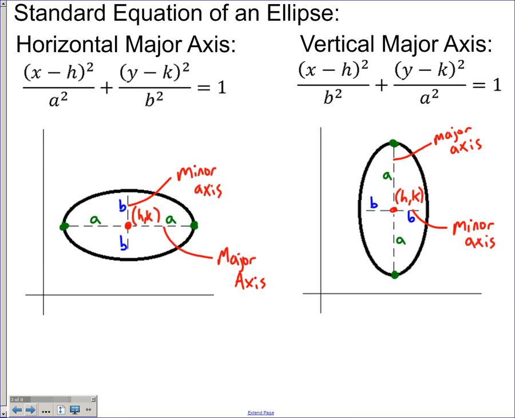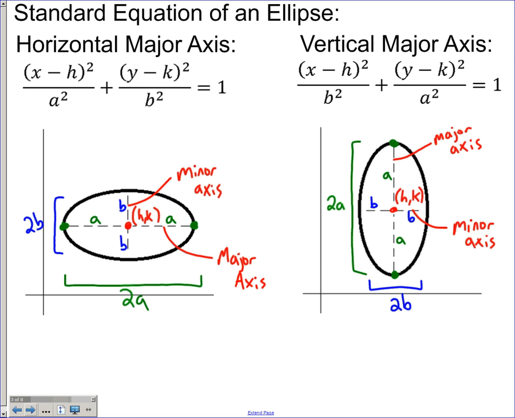That's going to create the length of our major axis, which is 2a in both cases, right? a plus a. And the length of our minor axis is going to be 2b. That's going to be helpful when we're trying to work from a graph to an equation or vice versa. All right, that should be everything that we need for now.